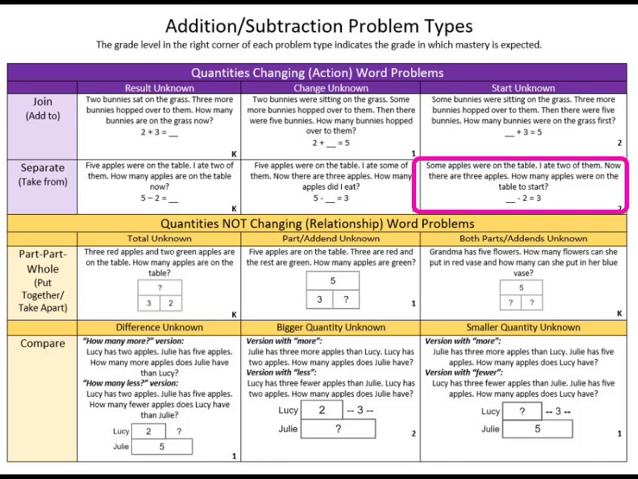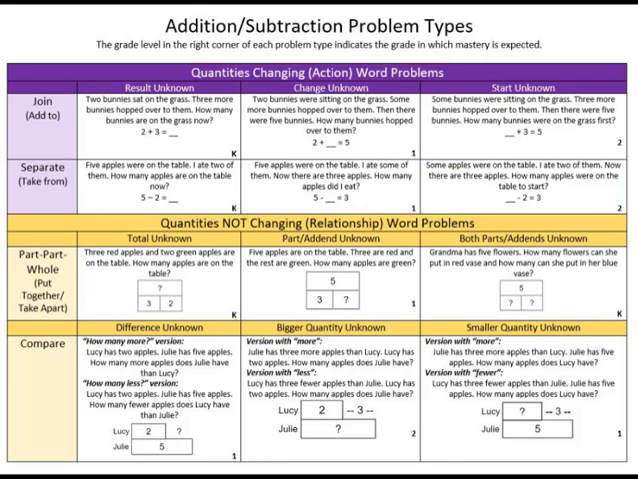Notice the semantic equation is blank. Some apples were on the table. I ate 2, minus 2. Now there are 3, equals 3. This particular problem type is known as the separate start unknown.